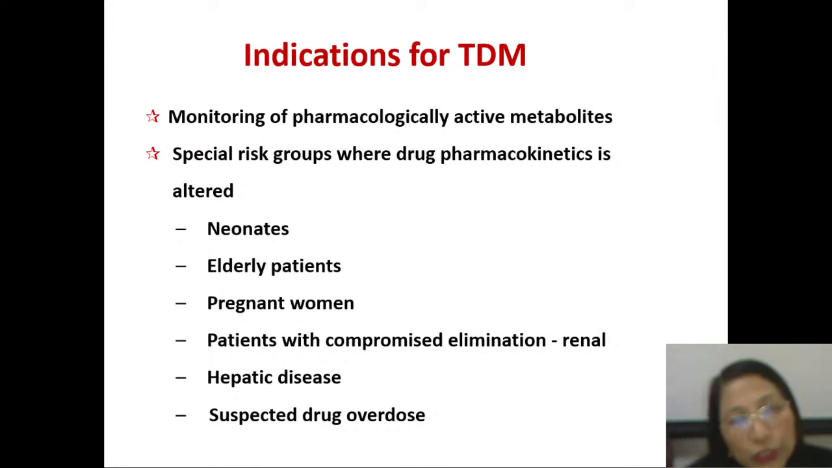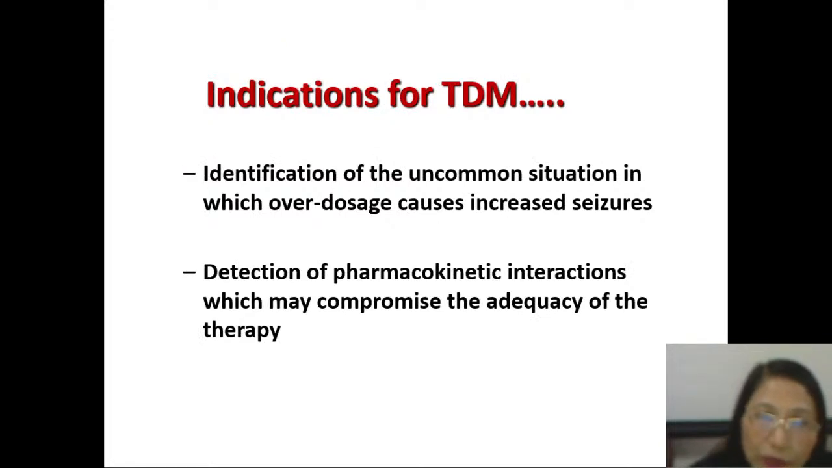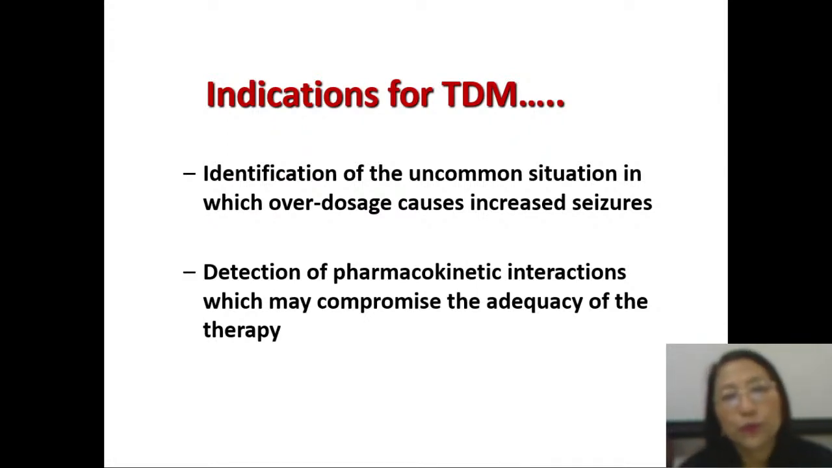Sometimes you may also need to do monitoring of pharmacologically active metabolites, and in special risk groups where drug pharmacokinetics is altered. For example, in neonates, before giving certain drugs, you may need to do therapeutic drug monitoring. Elderly patients, pregnant women, patients with compromised renal function or hepatic diseases, and suspected drug overdose. For identification of uncommon situations in which overdose causes increased seizures, you may need to do therapeutic drug monitoring, whether it is because of therapeutic failure or because of overdose, and detection of pharmacokinetic interactions which may compromise the adequacy of therapy.